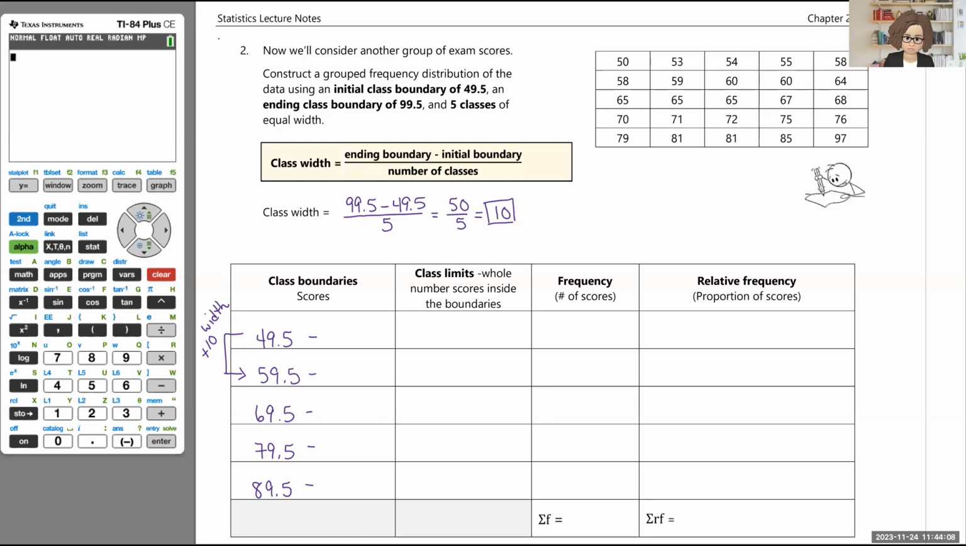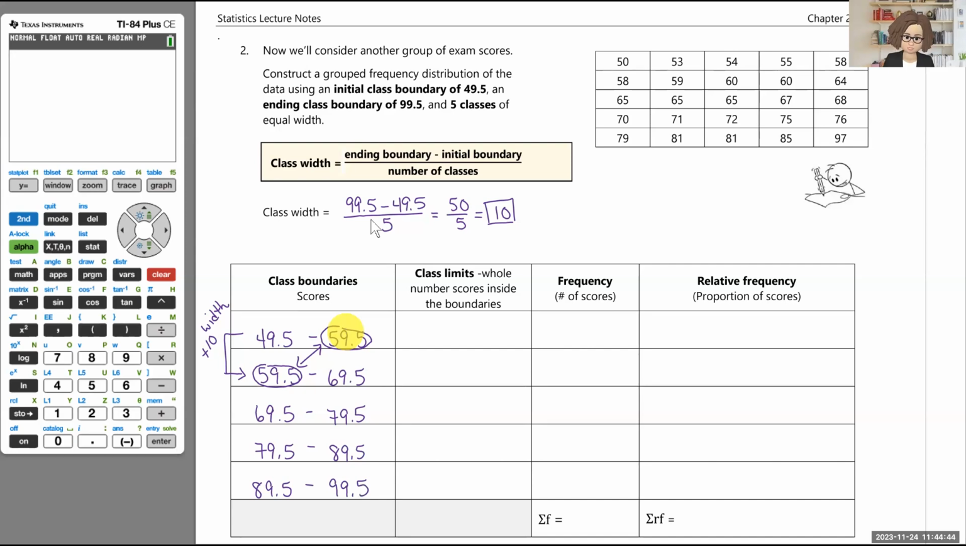And then for the upper boundaries, all we need to remember is boundaries touch. So where one class ends, the next one begins regarding its boundaries. So that lower boundary of 59.5 is where the upper boundary would be for the previous class. So for boundaries, those two numbers are the same. And then we can continue going down again by just adding the width. So we don't have to think so hard, just add the width.